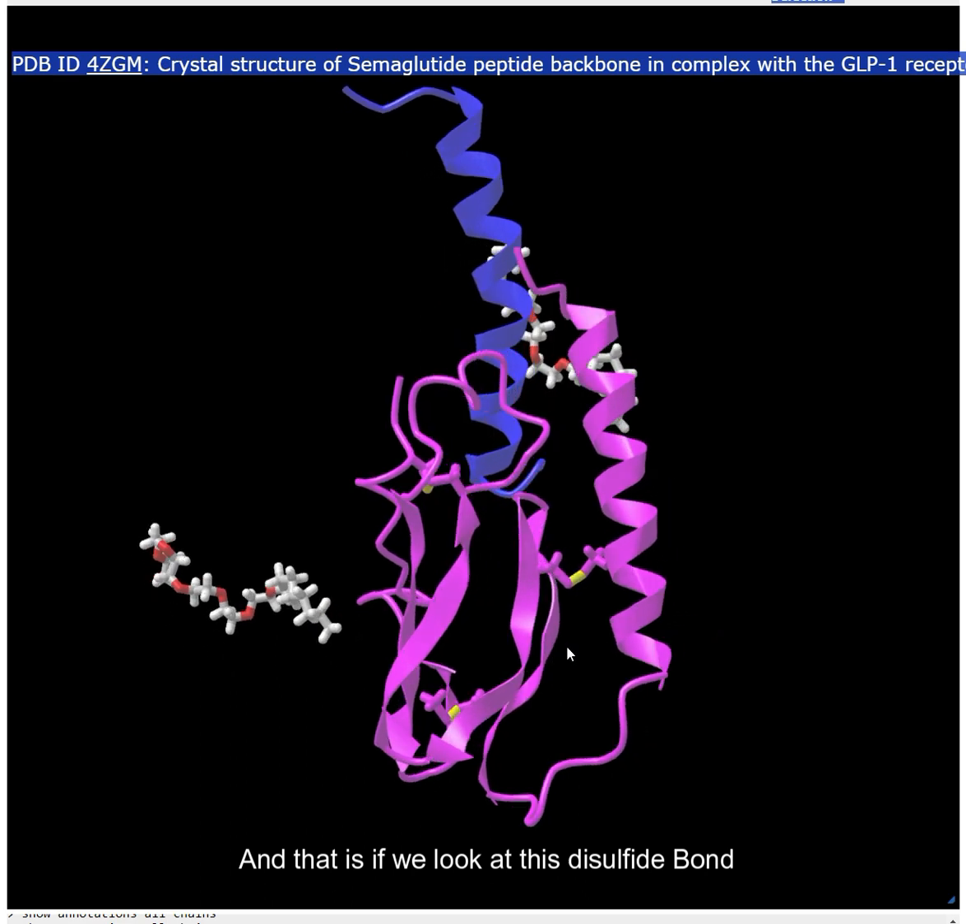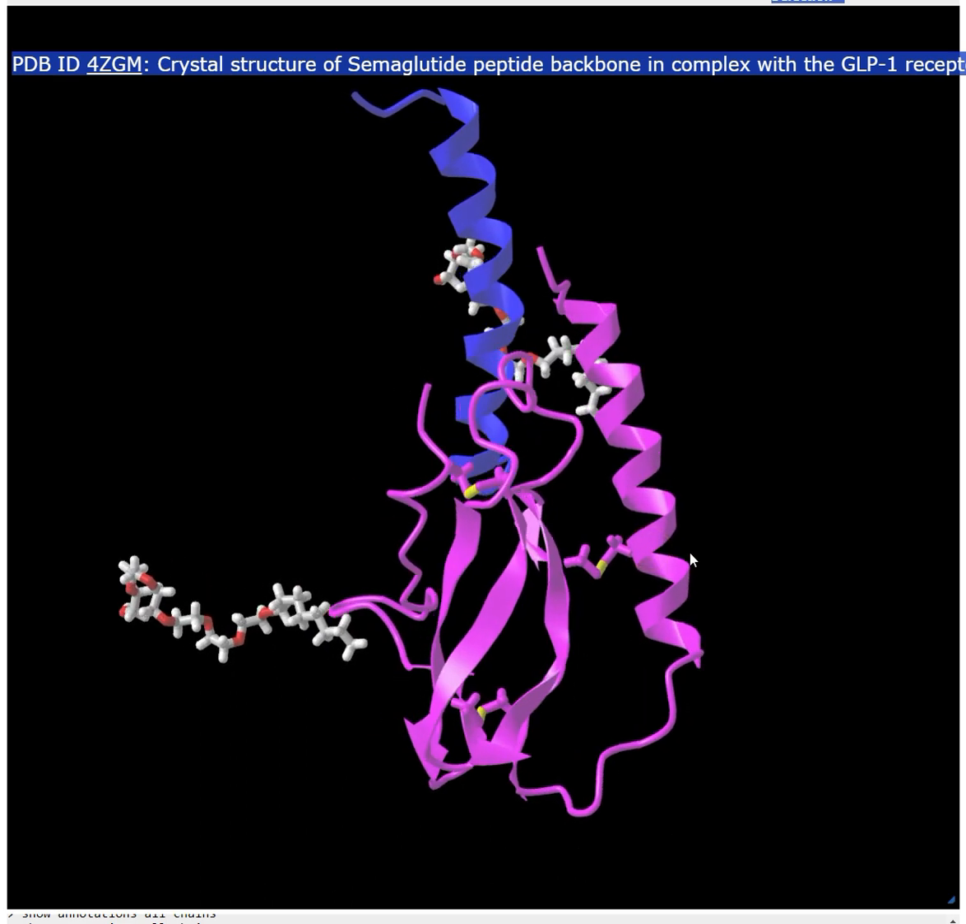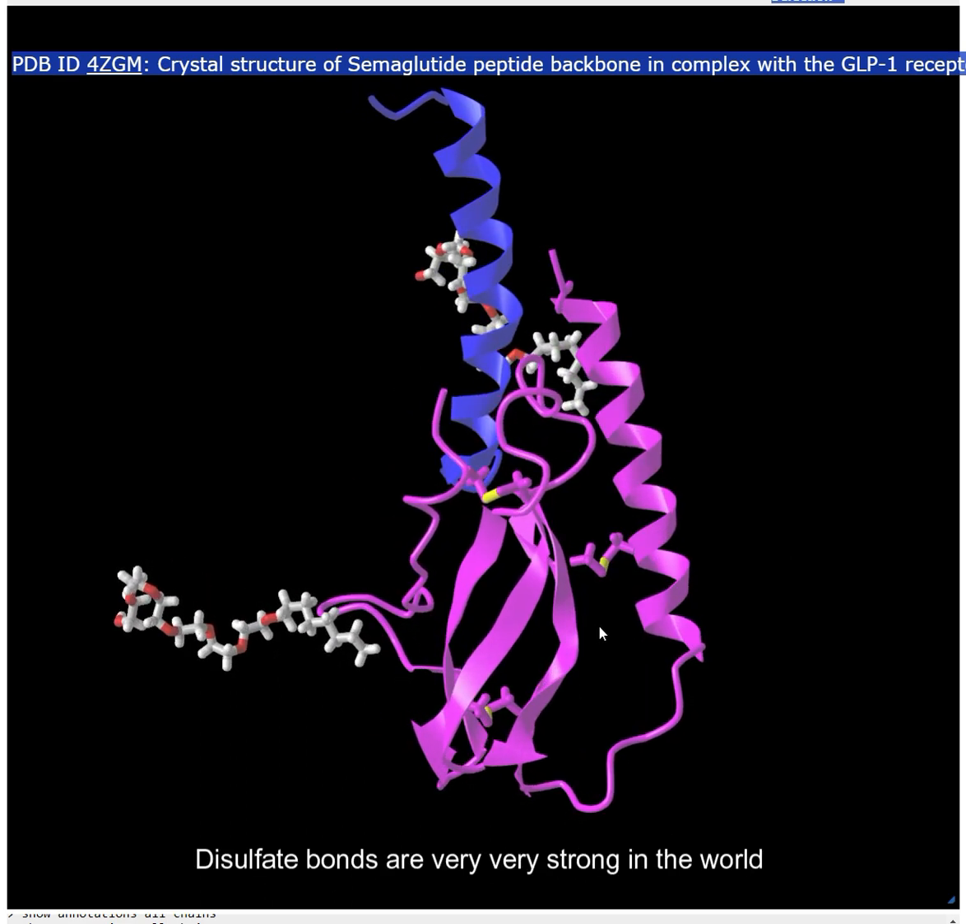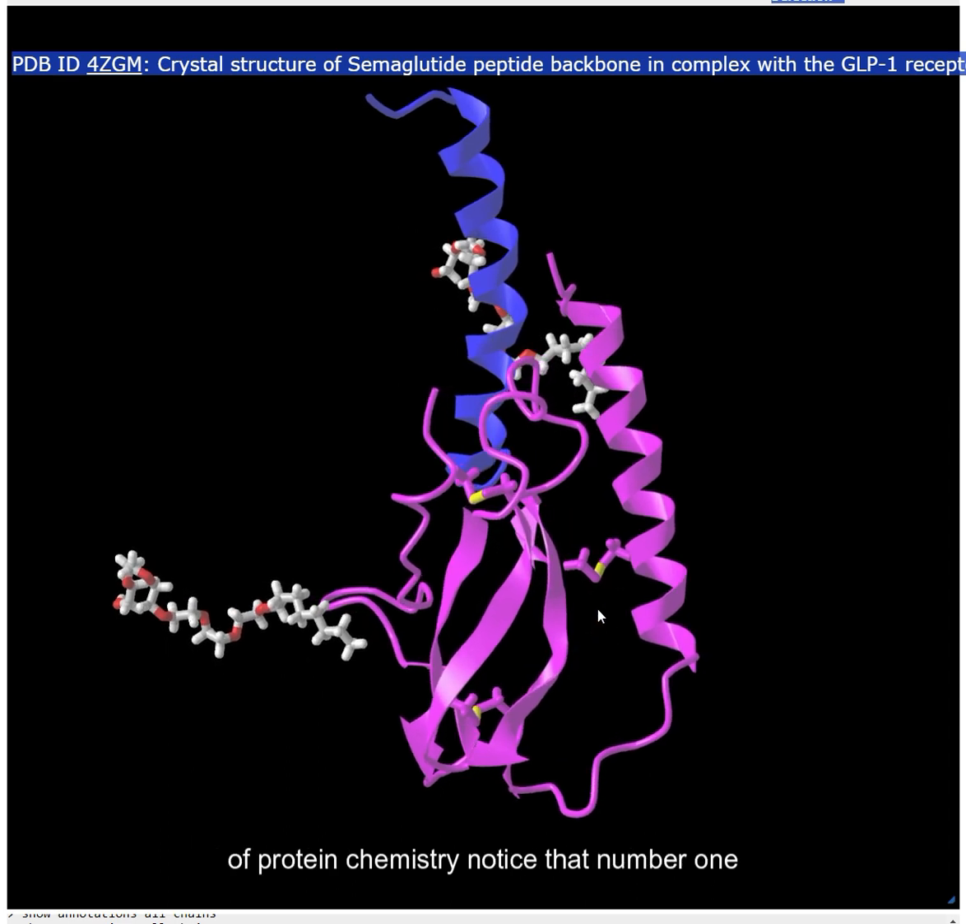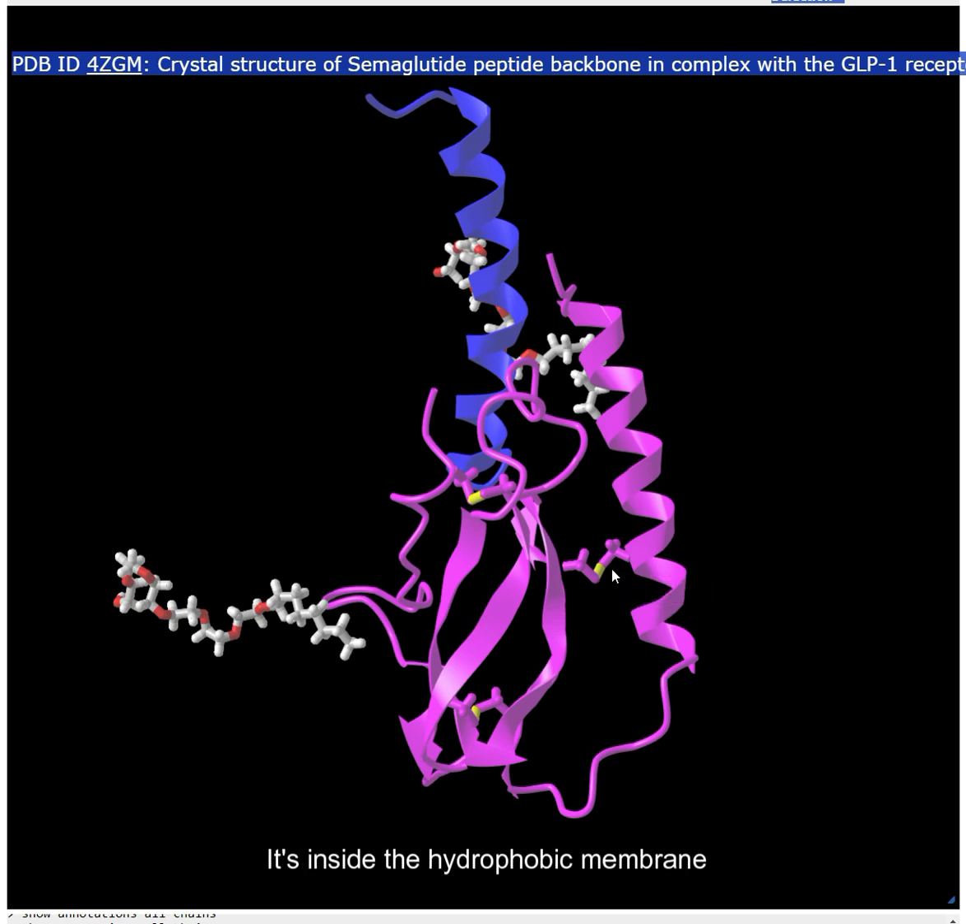If we look at this disulfide bond, disulfide bonds are very, very strong in the world of protein chemistry. Notice that, number one, it's inside the hydrophobic membrane, so it's not necessarily going to be accessible to water. You can break a disulfide bond with the hydroxyls of water, and so it's going to be very, very stable.